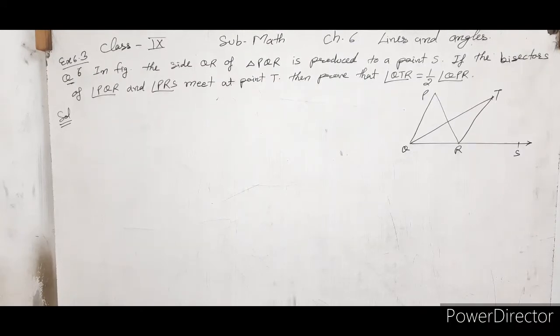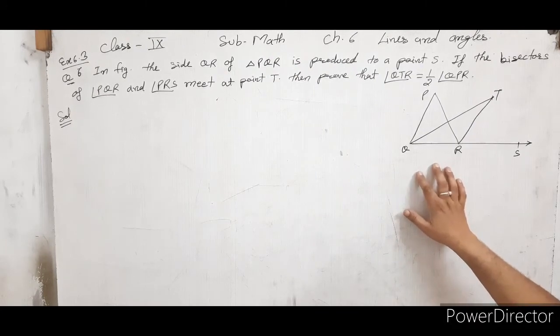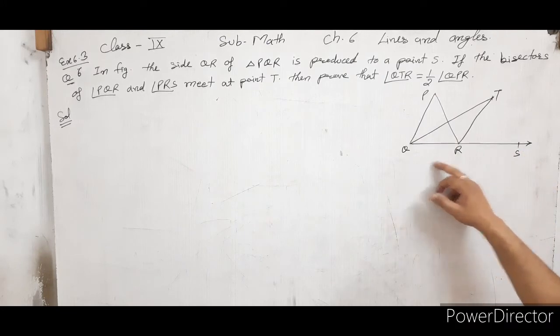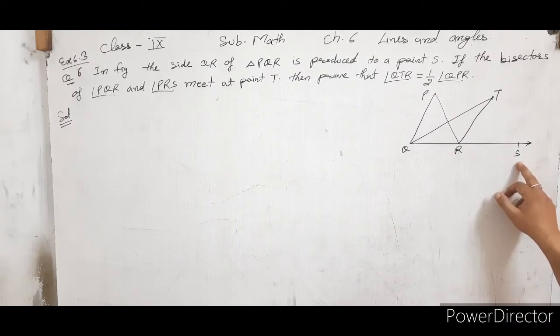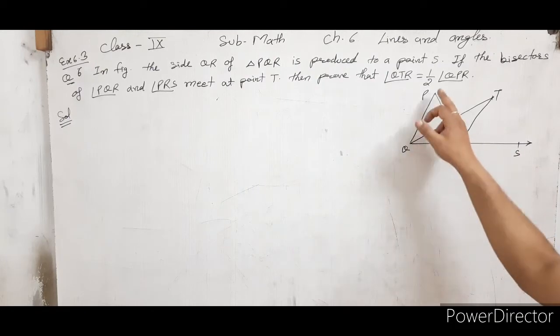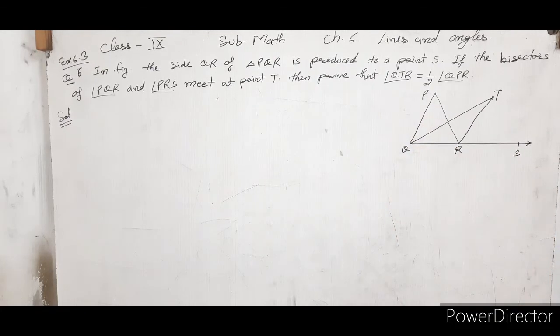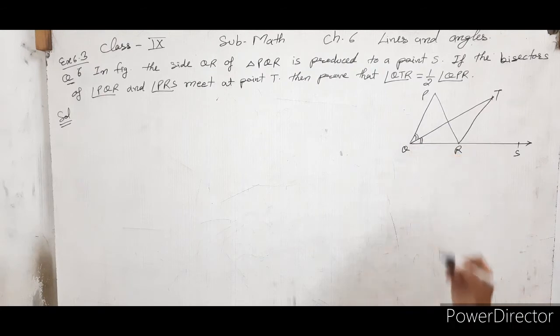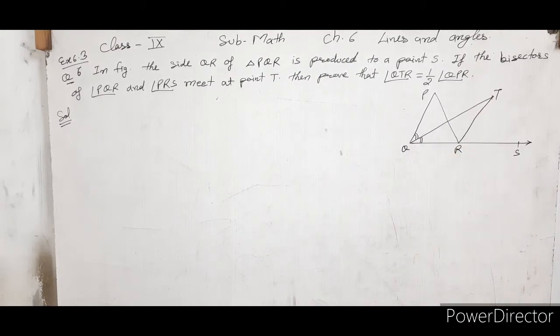Last question of exercise 6.3, question number 6. It's given that in the diagram, the side QR of triangle PQR is produced to point S. If the bisectors of angle PQR, bisector meaning it divides this angle into two equal parts, that means these two angles are equal.